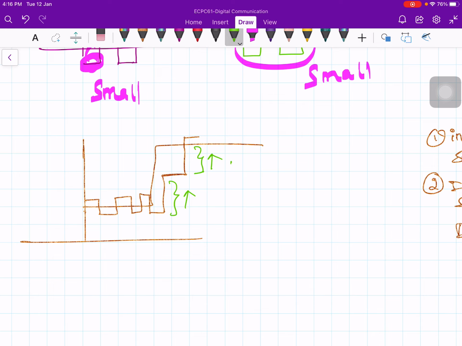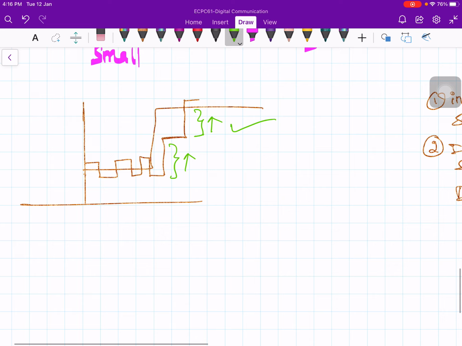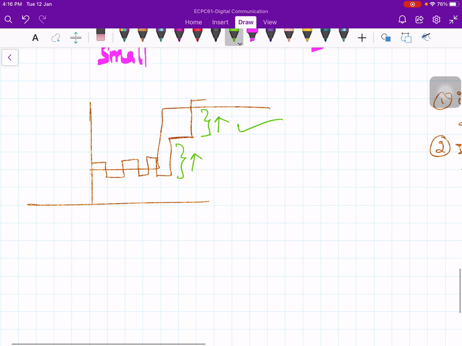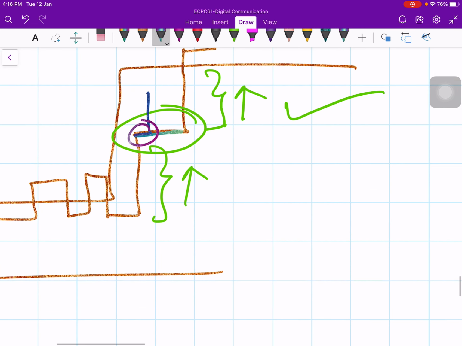So this is one method, and in addition to increasing the step size, you can reduce the sampling interval. So instead of taking this much duration, you take a very small duration. Instead of taking this much duration, this is my Ts. Now reduce the sampling interval by a very small amount. Take the sample here itself.